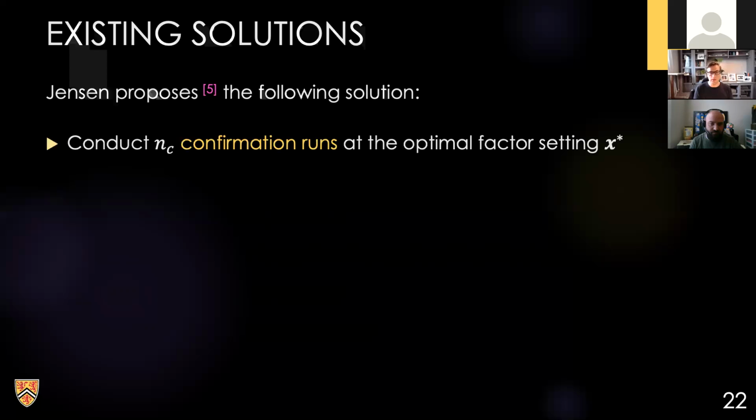And what he recommended was running a number of confirmation runs at what you perceive to be the optimal factor settings. So at this X star. And he recommended something in the neighborhood of 5 to 10 confirmation runs. And you may or may not look at those numbers and think, wow, those are really small.